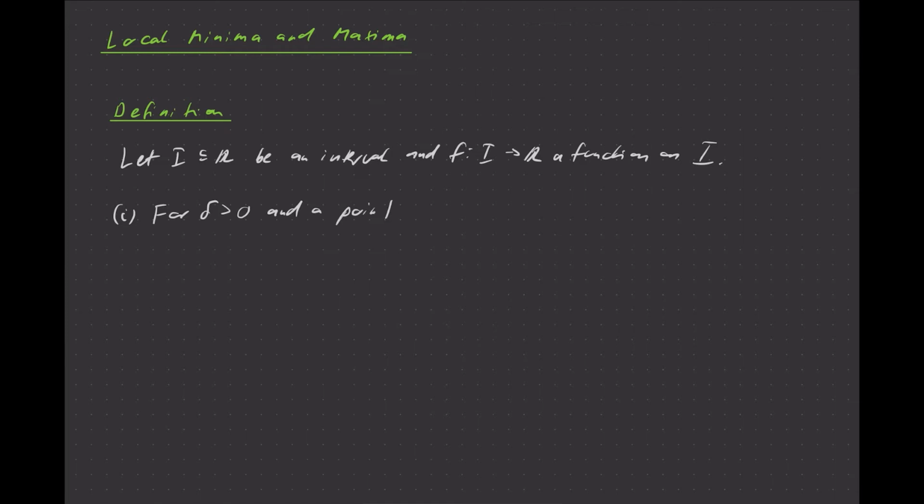And of course, we also need the point where the neighborhood is centered. So a point x star in I. The interval, and we'll denote that as N delta of x star, and that will be an open interval with boundary points x star minus delta and x star plus delta. So we just move from x star a little to the left and a little to the right. And this will be called the delta neighborhood of x star.